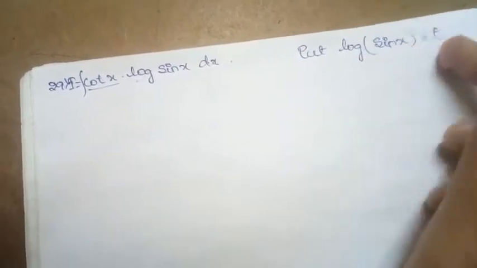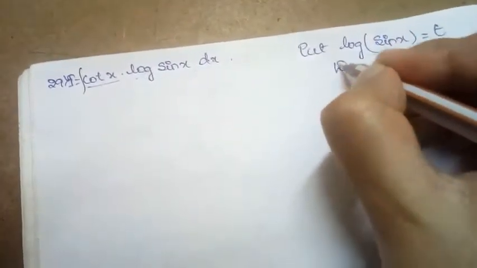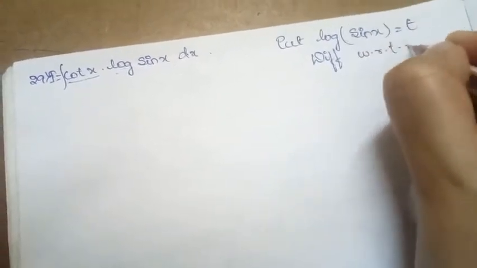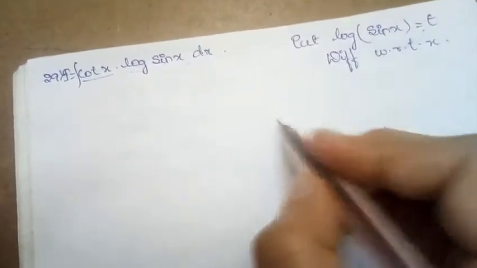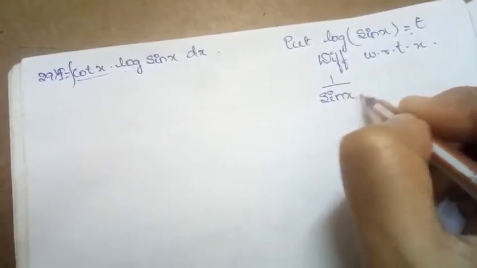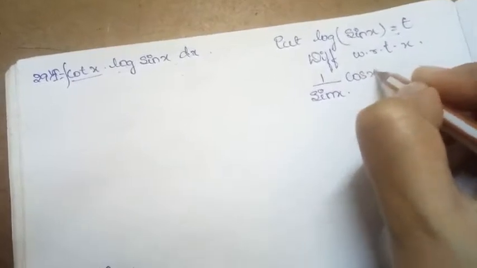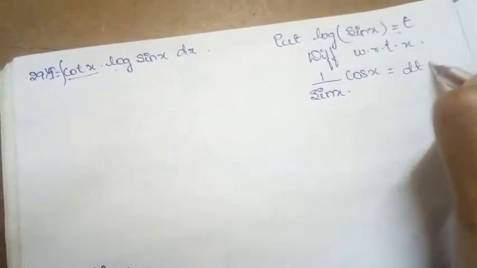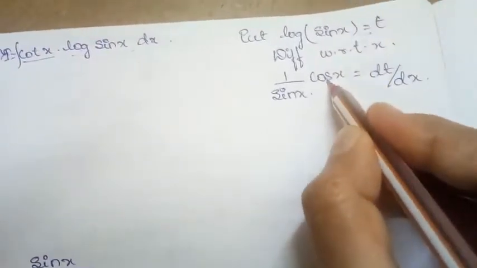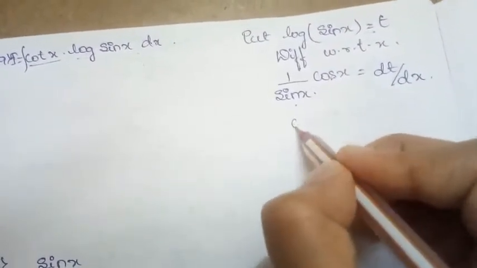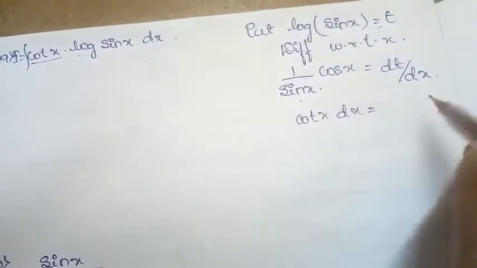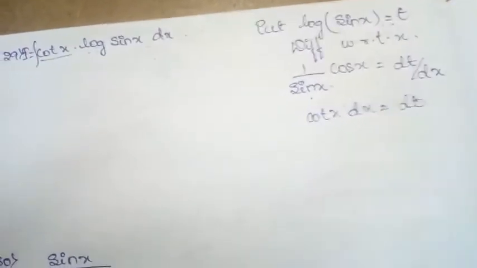If I take log of sin x as equal to t, then if I differentiate this with respect to x, what is the derivative of log of sin x? Derivative of log is 1 by sin x, and derivative of sin is what? It is cos x, which is equal to the differentiation of t with respect to x, dt by dx. Now you got cos by sin. Cos by sin is what? It is cot x. If I bring this dx to the LHS, it becomes cot x dx equal to dt.